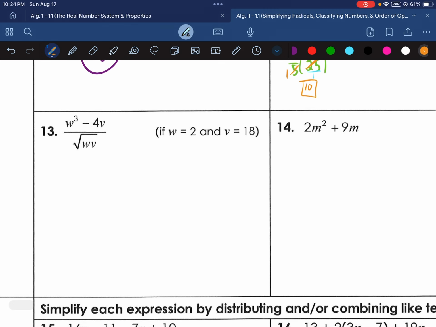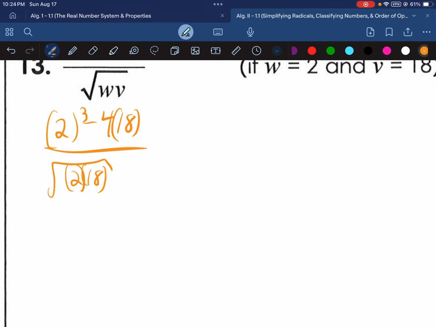Number 13, w cubed minus 4v over the square root of w times v. So we have 2 cubed minus 4 times 18 over the square root of 2 times 18. 2 cubed is 8. 4 times 18 is 72. On the bottom, it would be the square root of 36 by multiplying 2 times 18 together. On the top, 8 minus 72 is negative 64. On the bottom, the square root of 36 is 6.